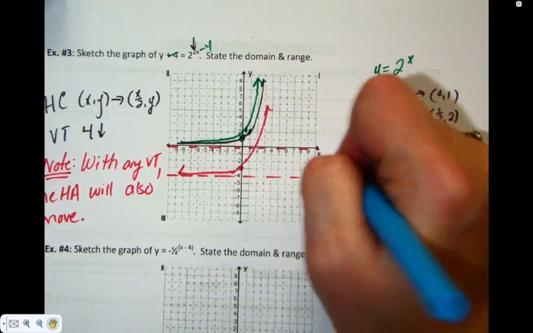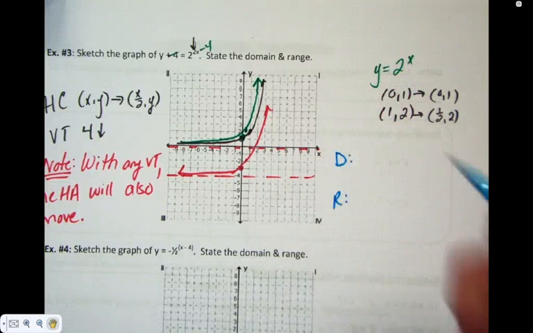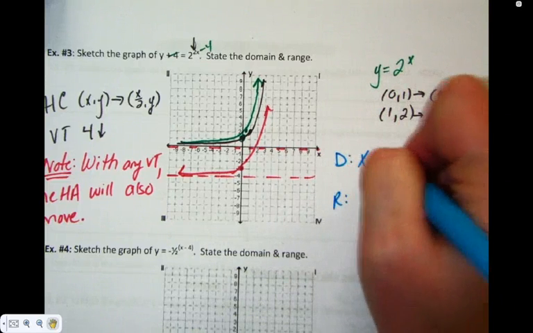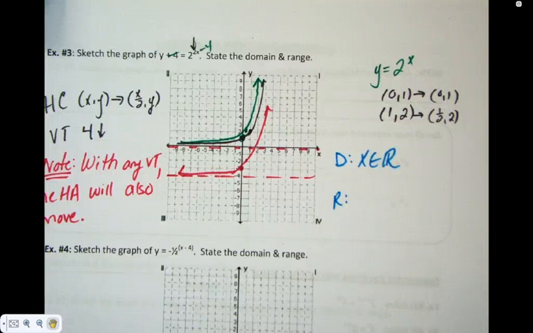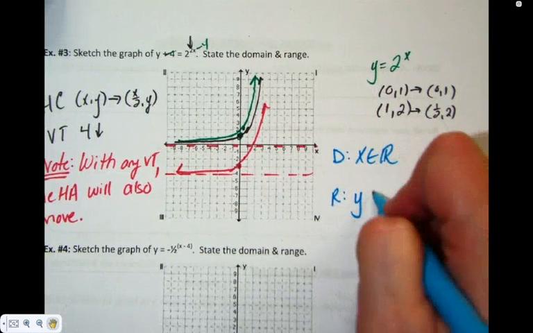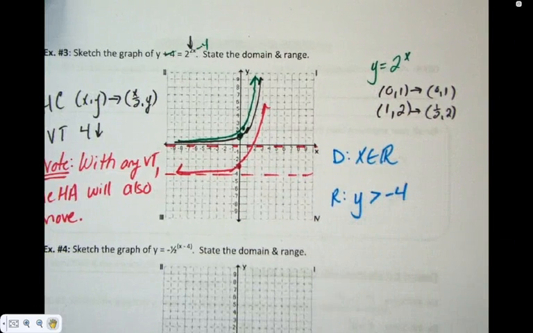Domain. We got an x element of the reals thrown out here. Agree, disagree? y is greater than -4 we got for the range. Why not or equal to? Because -4 just happens to be an asymptote. It does happen to be an asymptote. Questions so far?